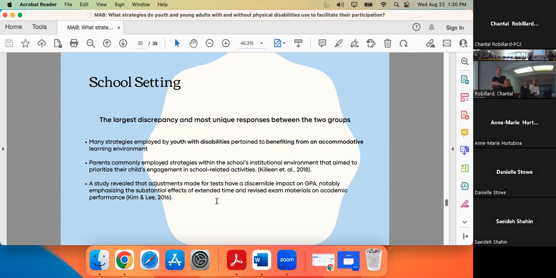And a study revealed that adjustments made for tests have discernible impacts on GPA, notably emphasizing the substantial effects of extended time and revised exam materials on academic performance. And this may be a reason as to why there is such a discrepancy amongst this setting, particularly since these strategies were employed so young by parents and caregivers, and the population of youth with disabilities truly benefited from those accommodations and brought it through with them.